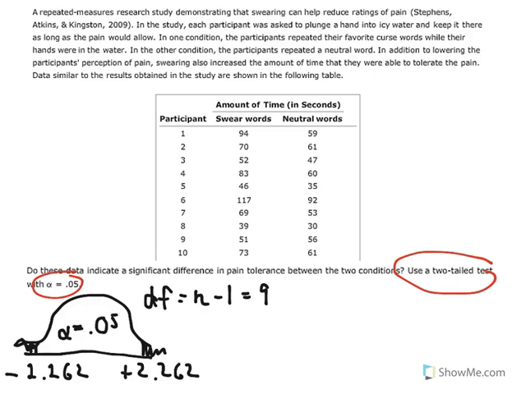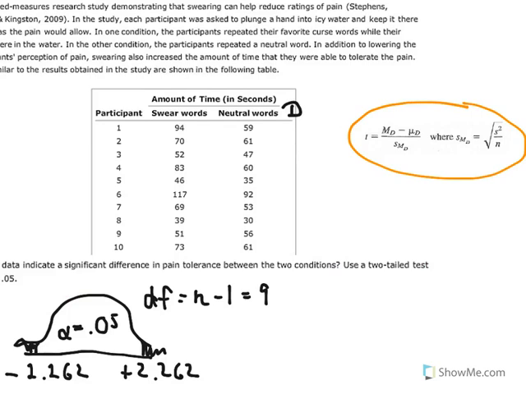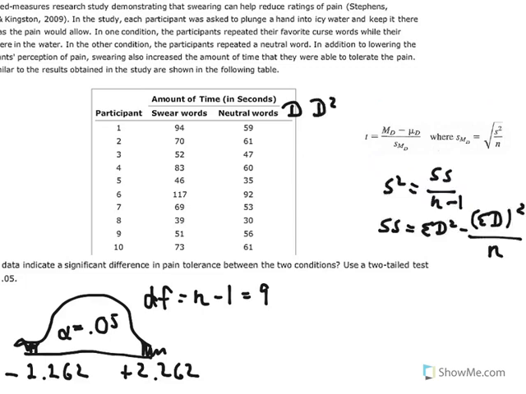Now let's write down the formulas that we're going to need. This is the formula for the correlated samples. Now we can start with the calculation so we can plug it in. First we look for the differences, and then for the differences squared. Before that, let me write all the formulas down. So if we look for the difference first, 94 minus 59 is 35. 70 minus 61 is 9, and so on.